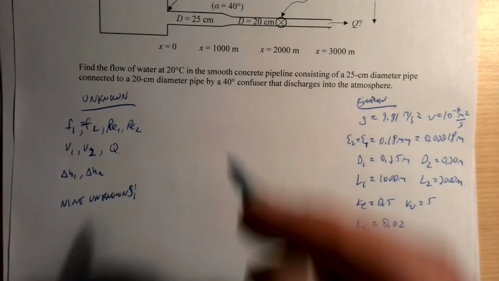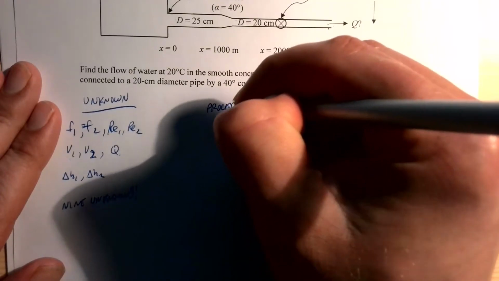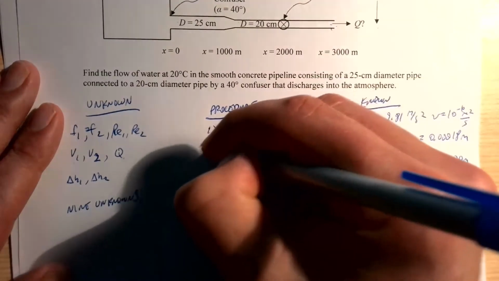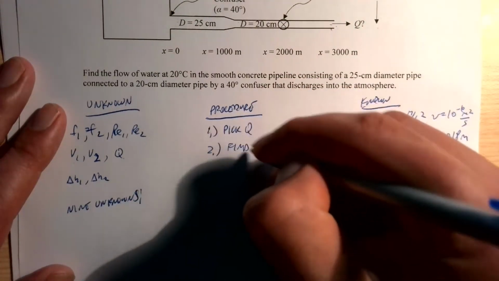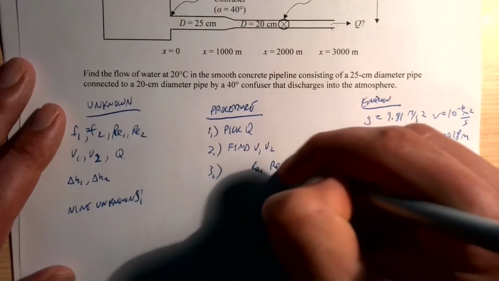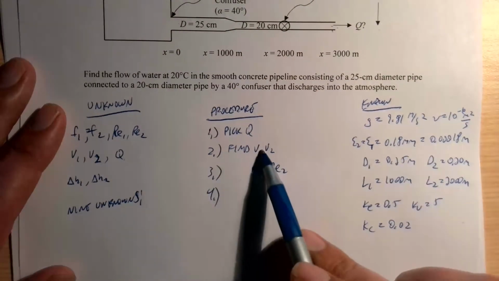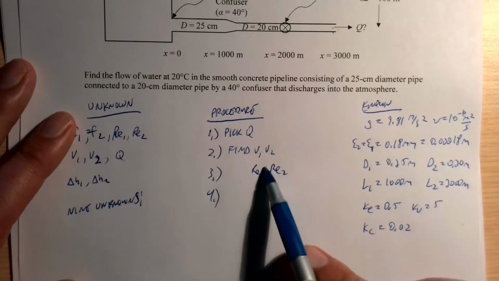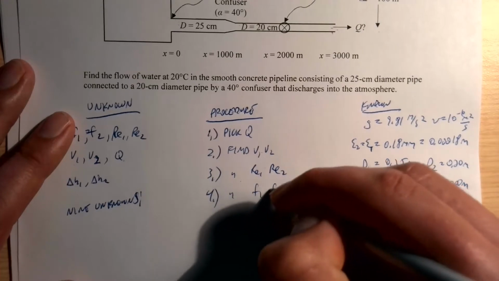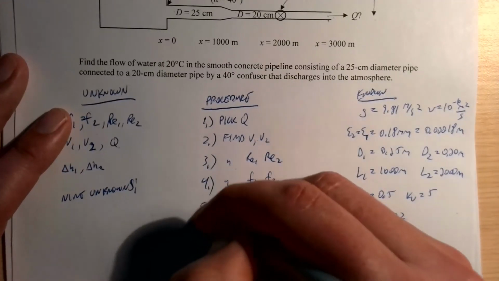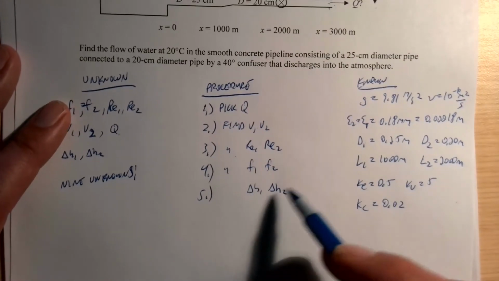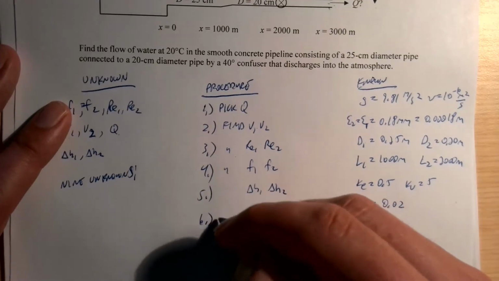So how am I going to do this? Procedure to solve this: I'm going to pick Q. I'm going to guess. And then I can find V1 and V2, and find Reynolds 1 and Reynolds 2. This is from just Q equals VA, and this from dV over nu. Then look up the friction factors or calculate them. Then I can figure out the head loss. And once I have done all that, I can check closure.